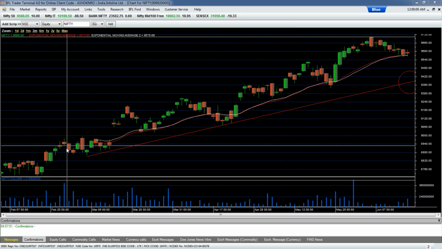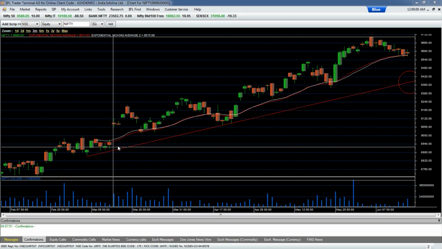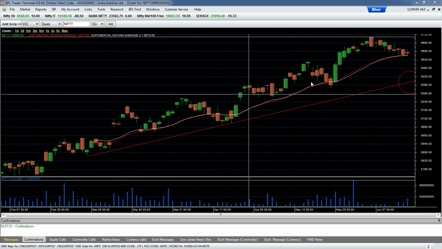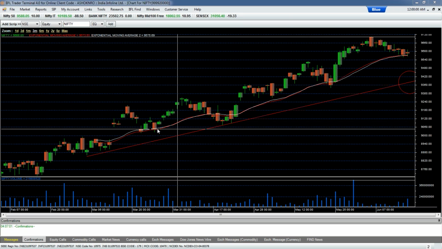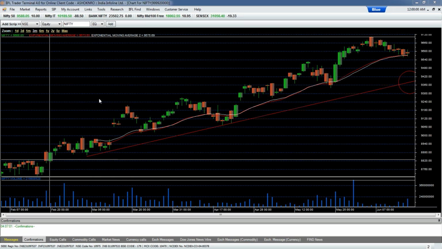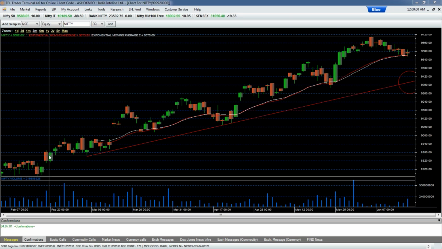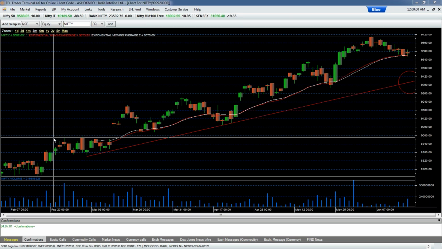Okay, so this is the trend which you'll be looking at. So basically, this is what an uptrend is. It keeps on making higher highs and higher lows, and this is a channelized trend which is going sideways. Okay, this has no trend. This is a sideways market.